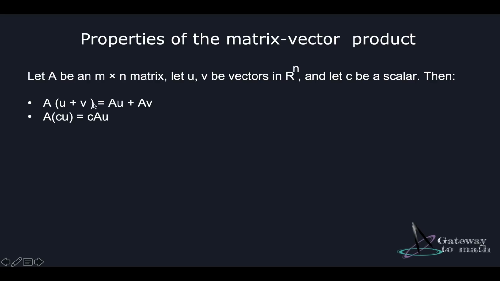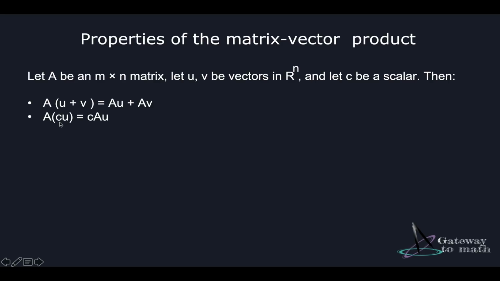Multiplication of a matrix over a vector is distributive in nature. That means if you have a matrix A and two vectors u and v, when you add the two vectors together and multiply with the matrix, it equals multiplying the first vector with the matrix, multiplying the second vector with the matrix, and then adding the two together. So the addition is distributed.